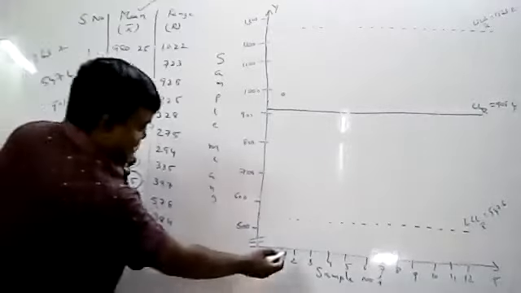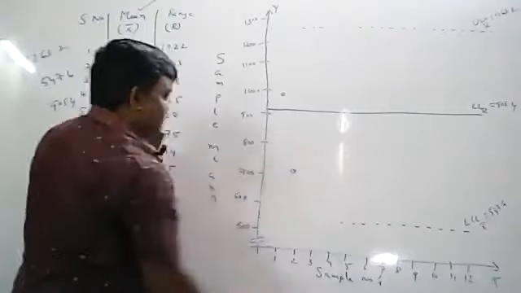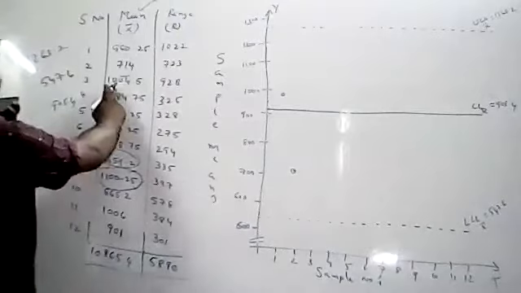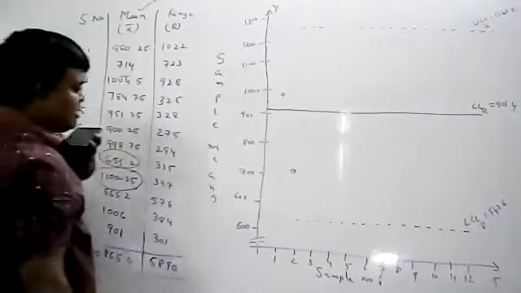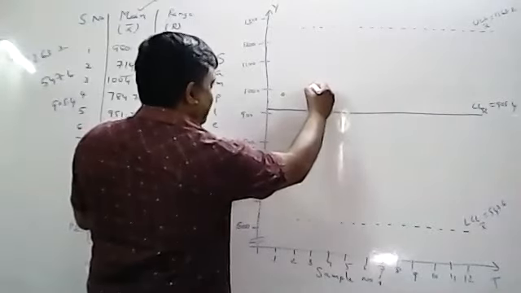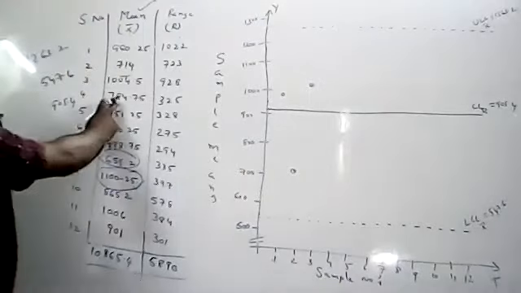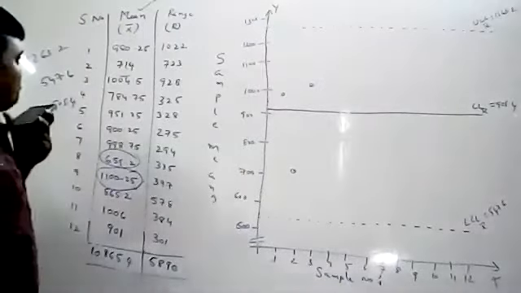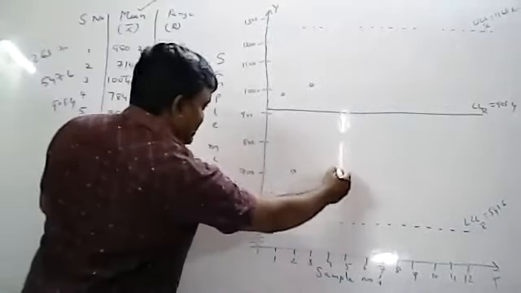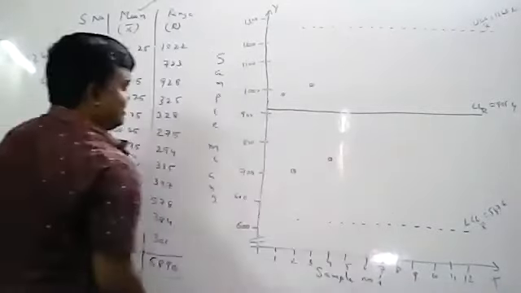Next value. What is the next value? Second sample, 714. You can identify it like that, roughly, because I don't have graph paper. Then the third sample, 1004.5. This is 1000, so roughly you can identify 1004.5. What is the fourth sample? 784.75. 784.75 is closer to 800. So sample number 4, you can identify like that.